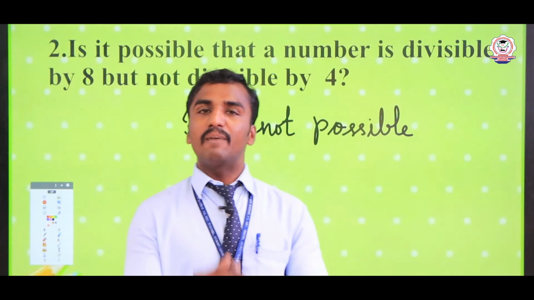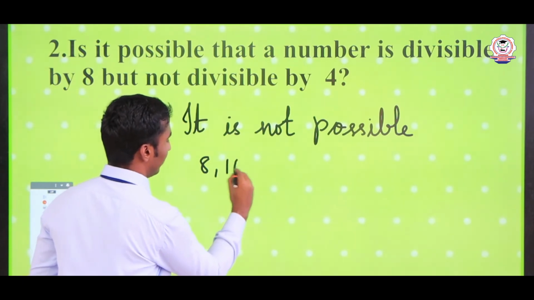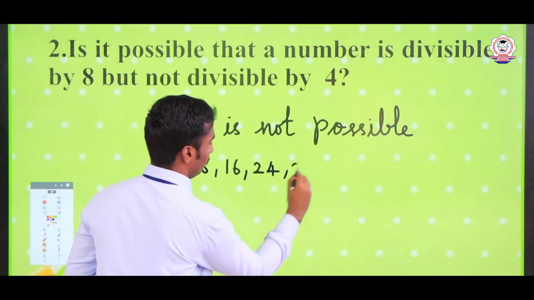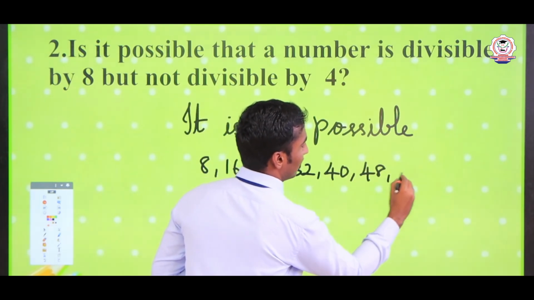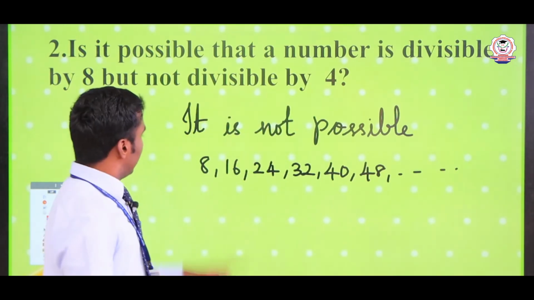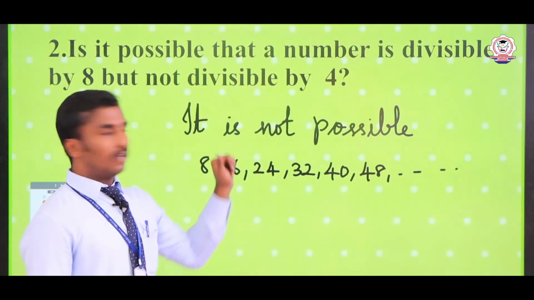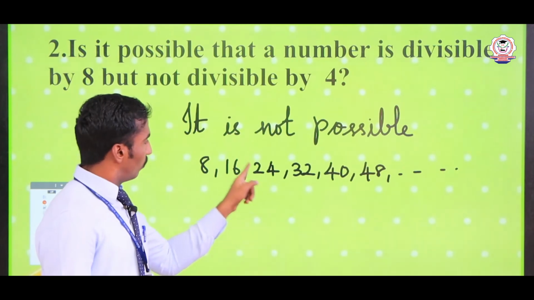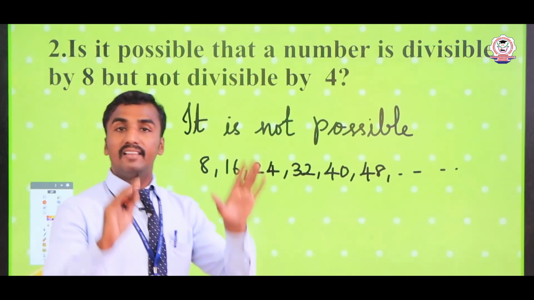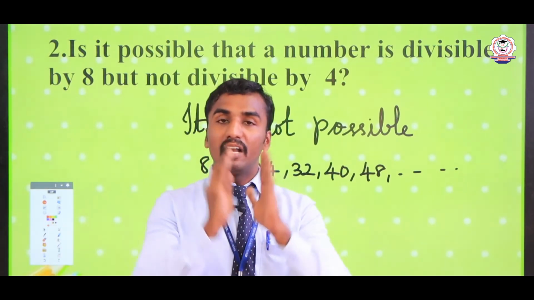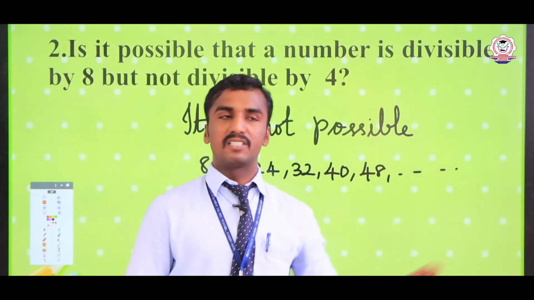Listen to this example, we take multiples of 8: 8, 16, 24, 32, 40, 48. These numbers are multiples of 8, divisible by 8, and at the same time exactly divisible by 4. 4 twos are 8, 4 fours are 16, 4 sixes are 24, 4 eights are 32, 4 tens are 40, 4 twelves are 48. So every multiple of 8 is also a multiple of 4. So it is not possible.